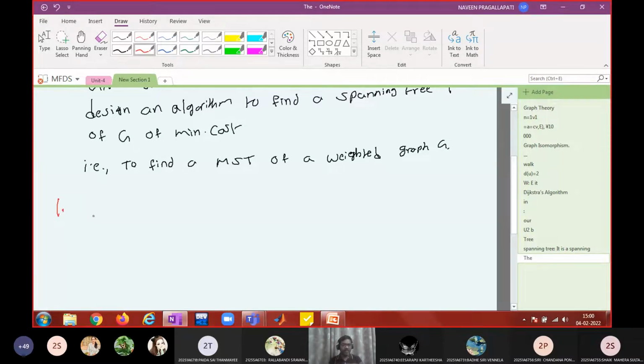So the first algorithm is Kruskal's. I don't know the phonetics, whether it is Kruskal's or Kruskal's. How do you pronounce it? Kruskal's, right?